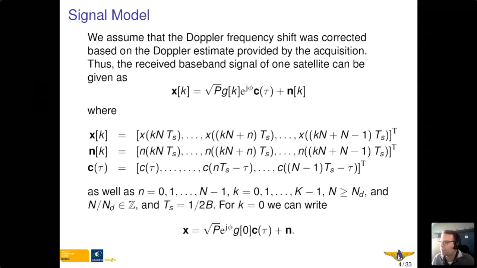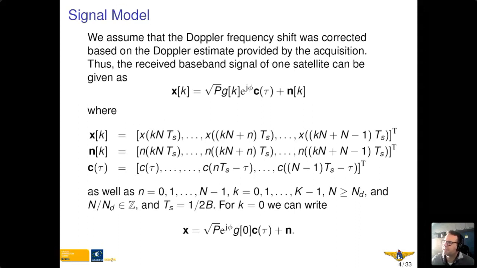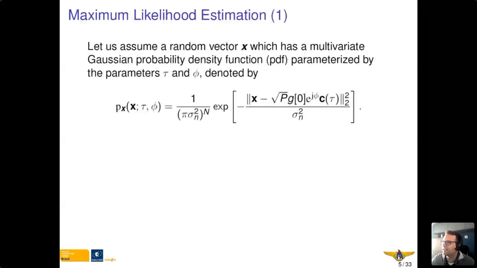And then if we only use, we will again focus only on the first period of the signal. So we will drop the dependency on k just for developing the maximum likelihood estimator. So again, for this signal, we can build a maximum likelihood estimator that is trying to estimate time delay and phase jointly.